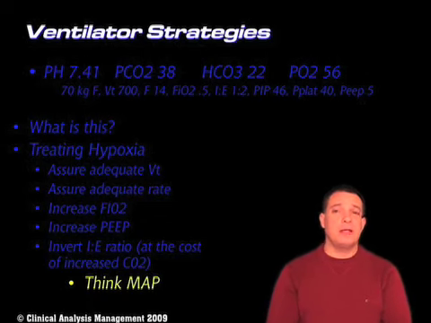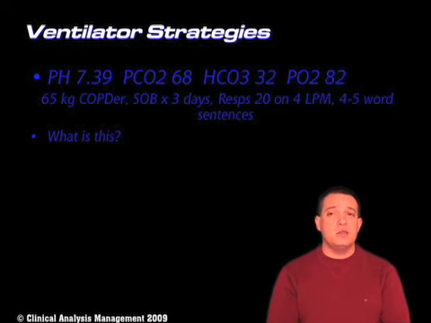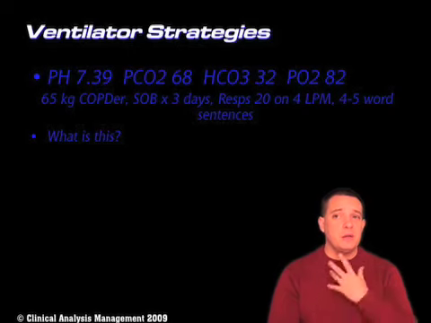Okay, now let's look at another blood gas here. This is a patient who's got a pH of 7.39, a CO2 of 68, a bicarb of 32, and a PO2 of 82. The story behind this patient is it's a 65 kilo COPDer. The patient's been short of breath for 3 days. The patient's breathing about 20 times a minute. The patient's on 4 liters a minute right now by nasal cannula. And the patient's talking in 4 to 5 word sentences.